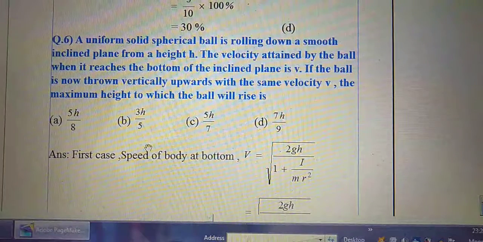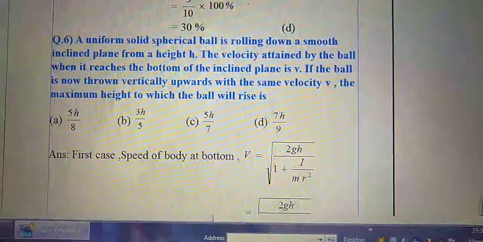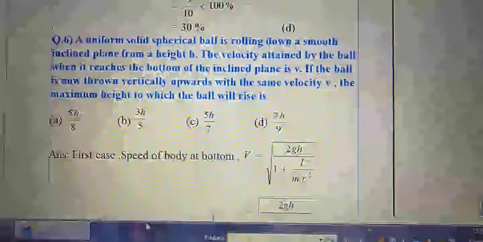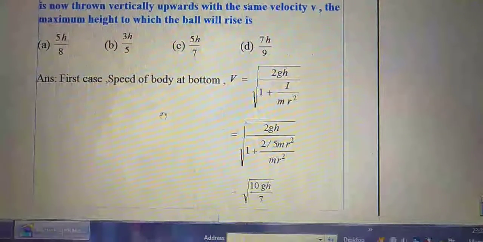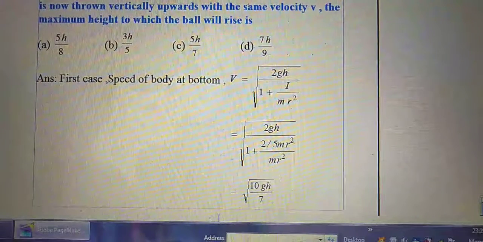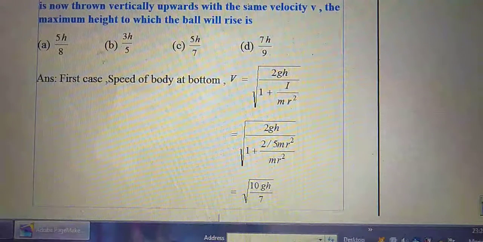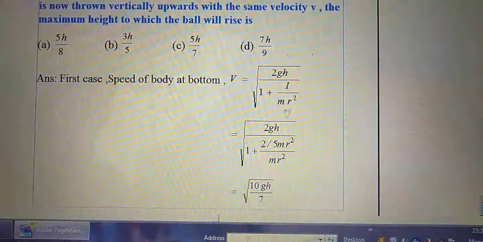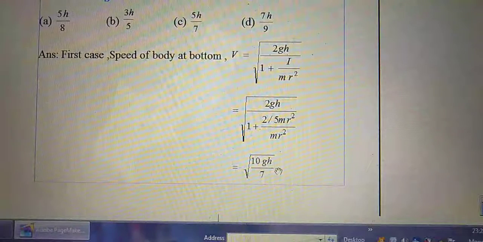So whenever a body rolls without sliding over an inclined plane, the speed at the bottom is v equal to root over 2gh divided by 1 plus I by m r square. I is the moment of inertia of the body. So first we have to find out the speed at the bottom, and we know when a solid sphere rolls about its diameter, its moment of inertia is 2 by 5 m r square. So I value is inserted. After calculation, v comes out as root over 10 gh by 7.